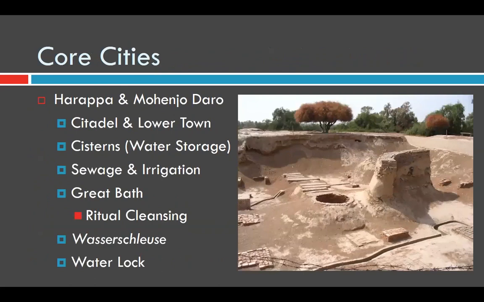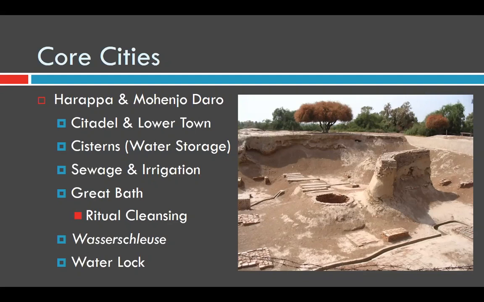So two of the core cities, Harappa and Mohenjo-Daro, are laid out in similar ways. There's a citadel and a lower town, an upper town and a lower town. And in most of these ancient societies, you would think the upper town is where the religious elite, the priests, or the wealthy would live and occupy, and the lower town would be the peasants or the lower classes. It doesn't really seem to be laid out that way, as I had mentioned. I mean, yes, there's an upper and a lower, but the upper is that public bath that it seems anyone could come in to visit.